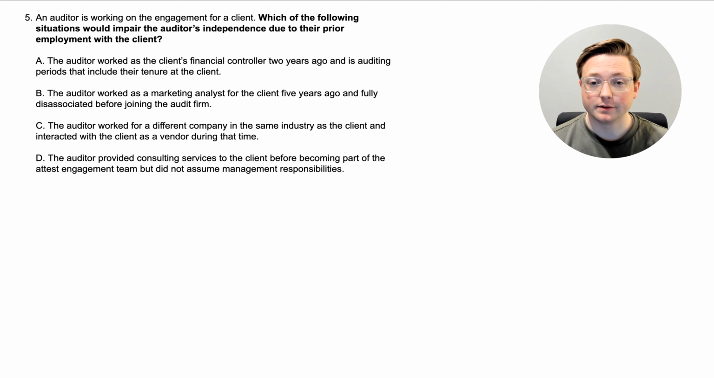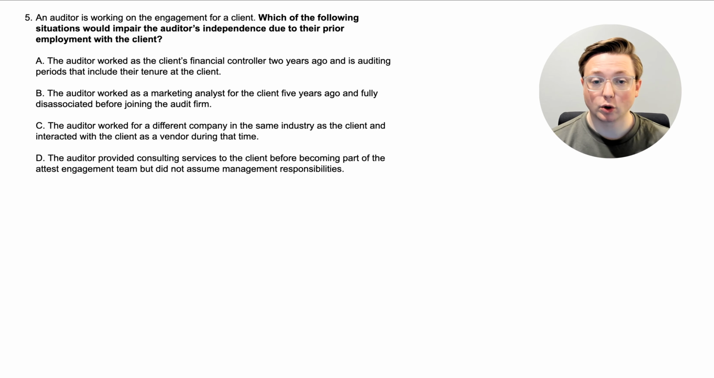All right, here we are at question 5. Which of the following situations would impair the auditor's independence due to their prior employment with the client? An auditor is working on the engagement for a client. So again, which of the following situations would impair the auditor's independence due to their prior employment? So let's walk through these.